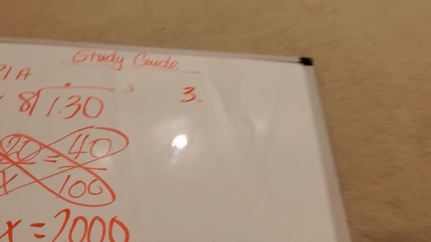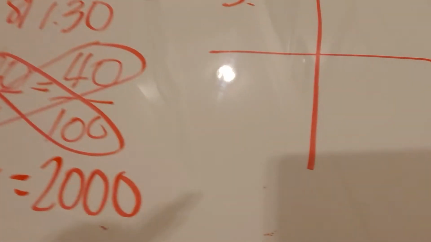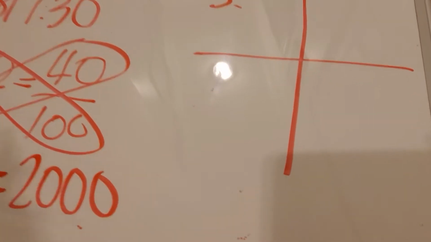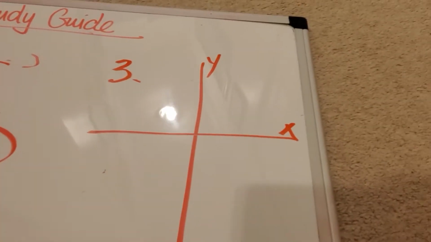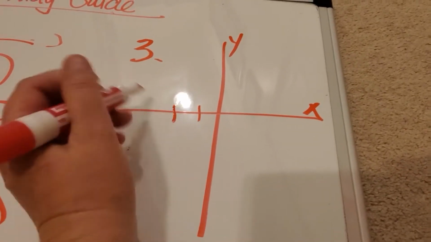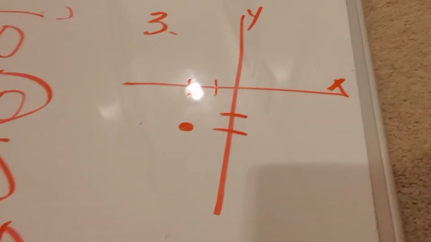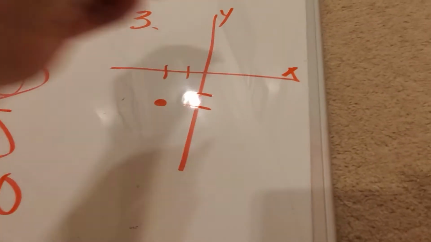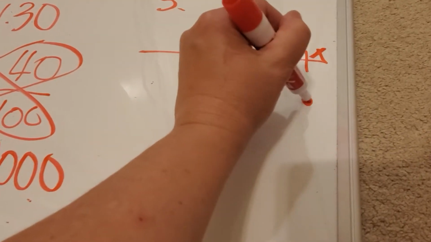On 3, it looks complicated, but it's not. Just draw it out. Okay, the first point you have to do is negative 2. So remember, that's my x, that's my y. So I'm going to go over negative 2 and down negative 2. Okay? The second point, I go over 4. 1, 2, 3, 4. And down negative 2.